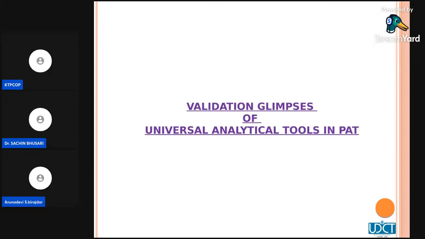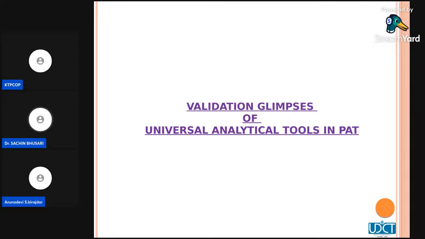Now, the next part of my presentation, up till now we were more towards the PAT tools. What are the analytical techniques or tools, inline, online, offline tools which are used in the PAT framework? But I would like to tell you about some of the universal analytical tools and their validation glimpses. Because for method validation we do have some insight, but for instrument validation, IQ, OQ, PQ, that becomes essential.